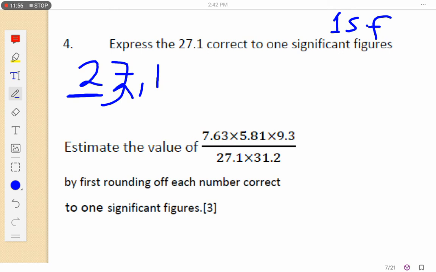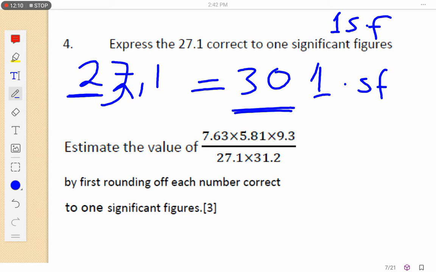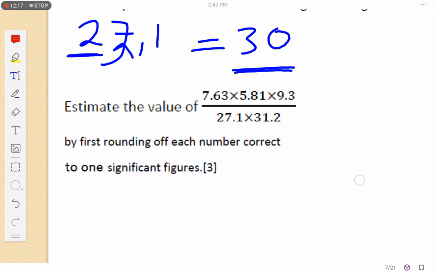So I can go forward and change my 2 to be 3. So this is going to be equal to 30. This is to 1 significant figure. That's the answer. Our answer is 30 there. Okay, that's when we are talking about 1 significant figure. Let's go on to the next question.